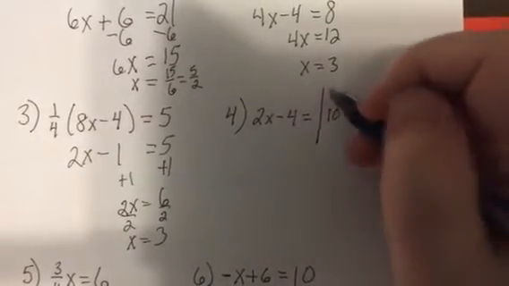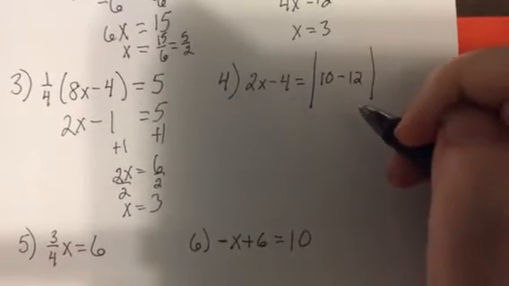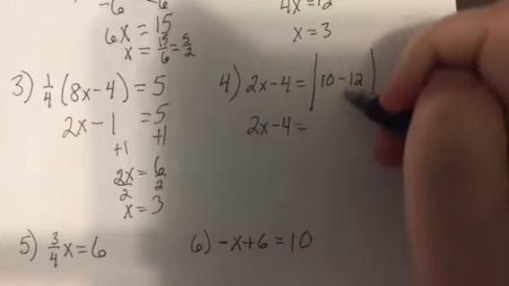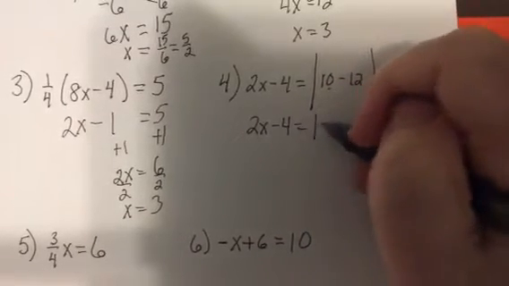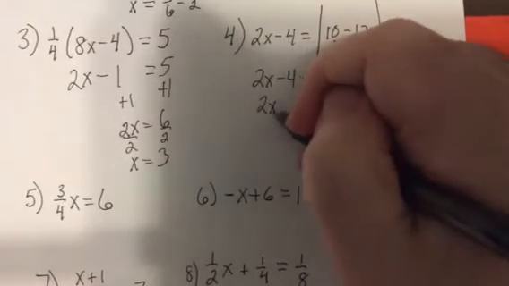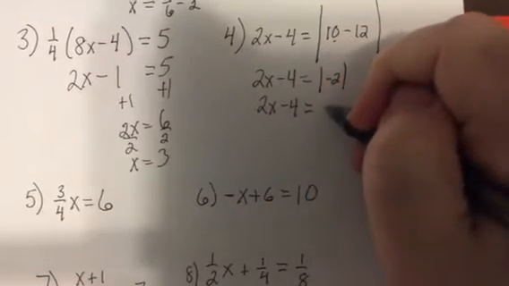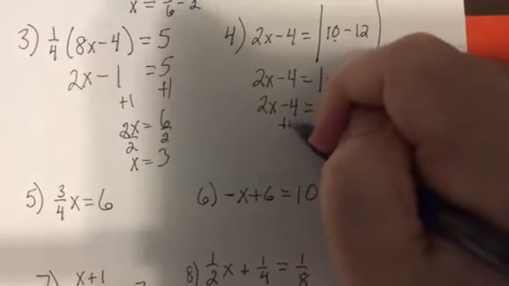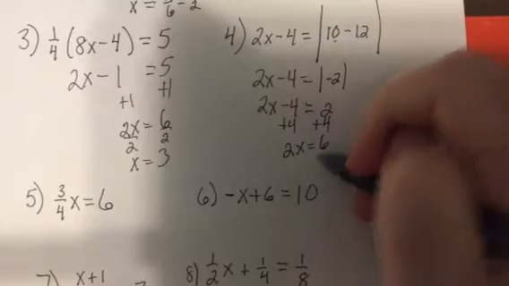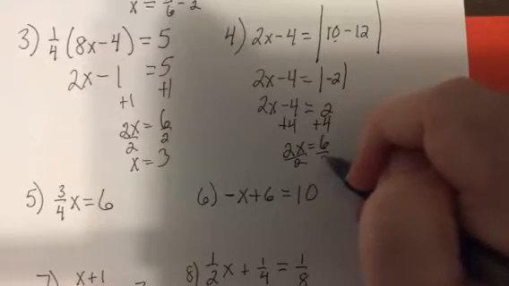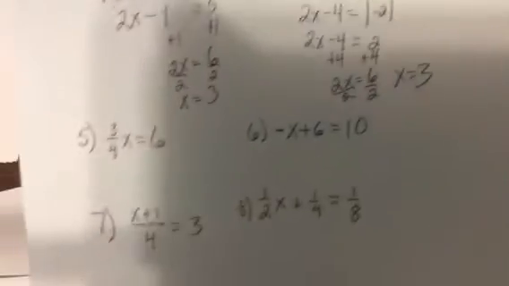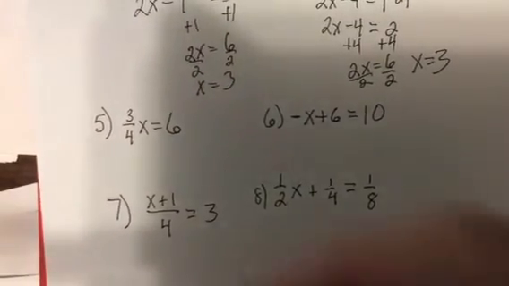Here, this one. Now, this is absolute value. I tend to make them super big so it's easier to tell it's absolute value. So 10 minus 12 is -2. And the absolute value of -2 is 2. So we're going to add 4 to both sides. So 2x equals 6. Divide by 2. X equals 3.